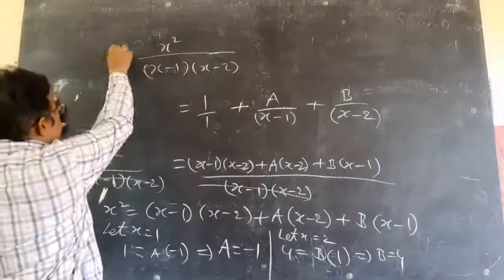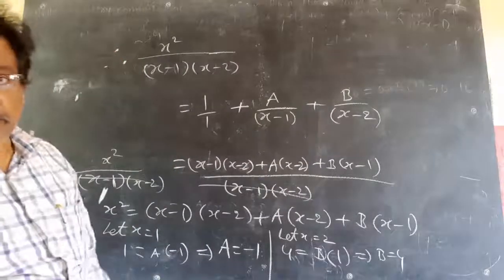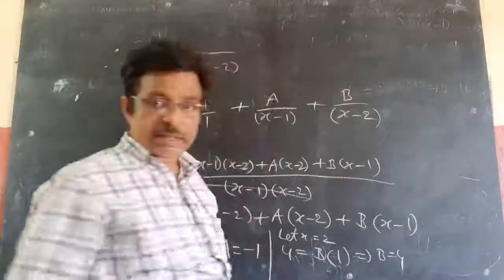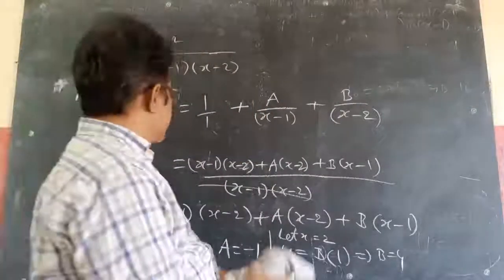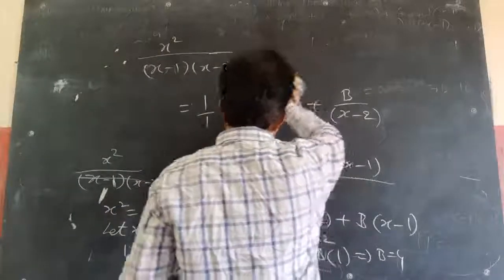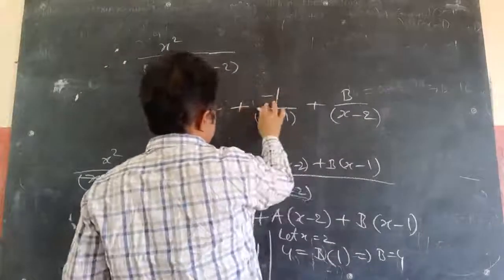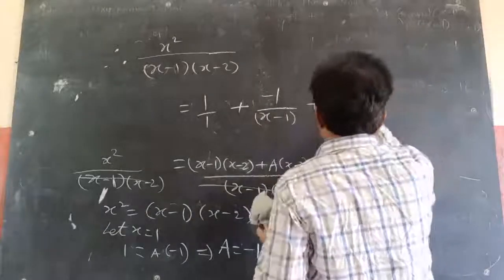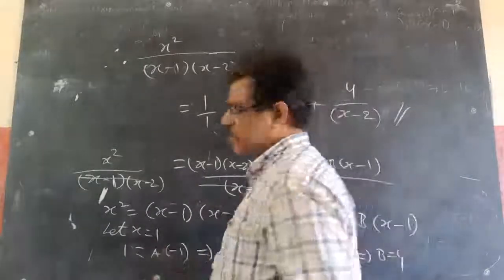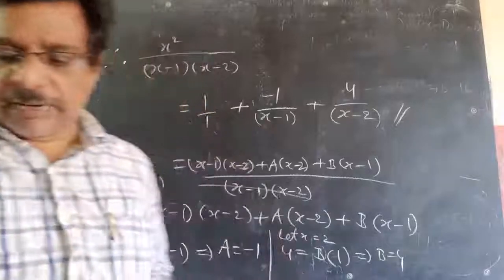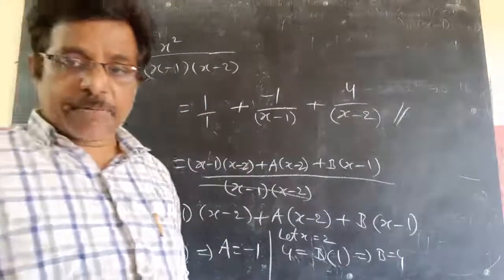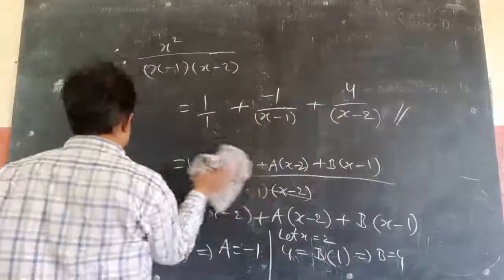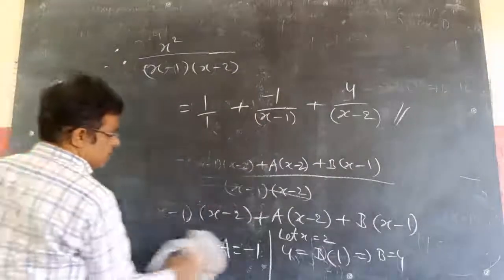Therefore, this can be written as 1 plus A by x minus 1, where A we got is minus 1. So minus 1 by x minus 1 plus B, which is 4, so 4 by x minus 2. Like this we can solve improper partial fractions if both are of the same degree.